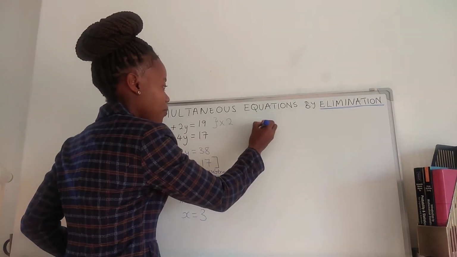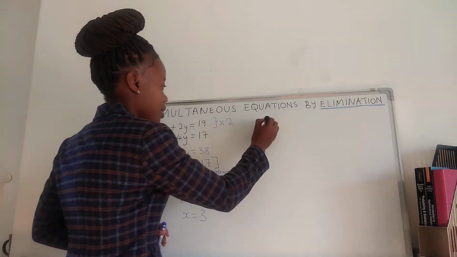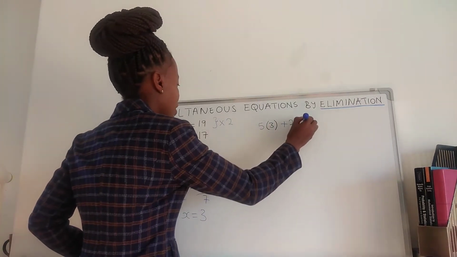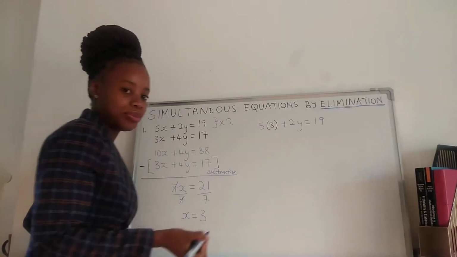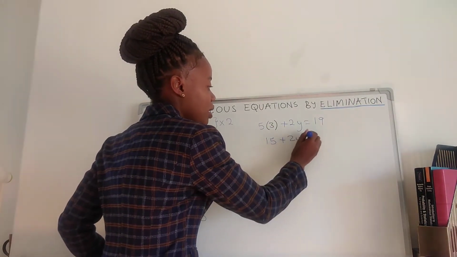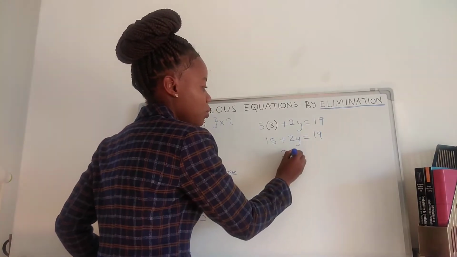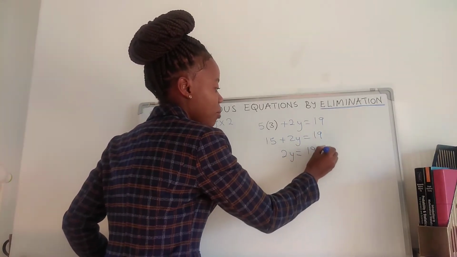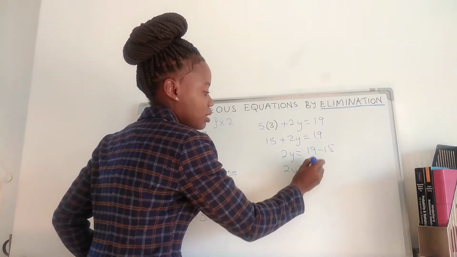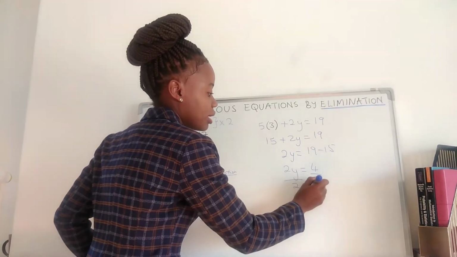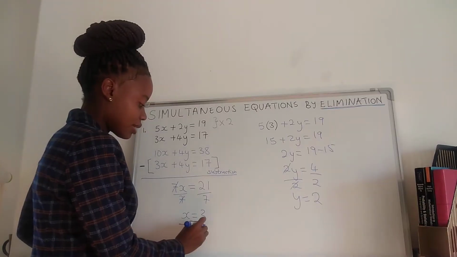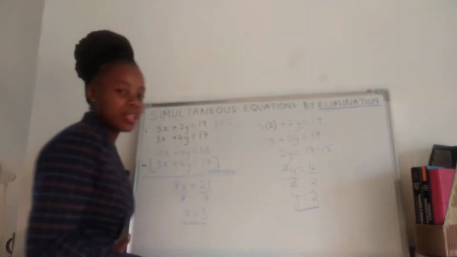We're going to have 5, and then our x is 3, plus 2y equals 19, right? This is 15 plus 2y equals 19. 2y equals 19 minus 15, okay? 19 minus 15 is 4. We divide by 2 both sides, and our y is going to be 2, okay? So we have x equals 3 and y equals 2.